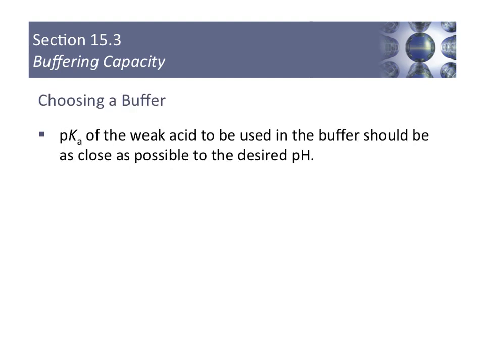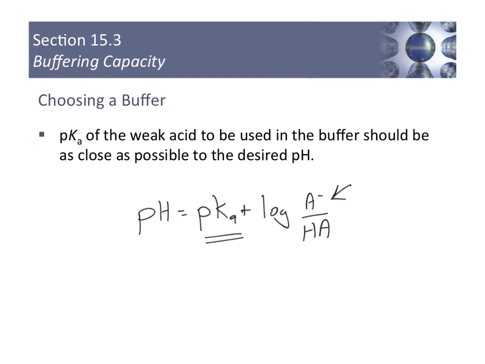If you need to prepare a buffer at a particular pH, you use the Henderson-Hasselbalch equation, and you find a buffer system where the pKa is close to the pH that you want. And if you can't find one that's exactly right, then you can adjust these ratios. So you can add more conjugate base, which will make the pH a little higher, or you can add more of the weak acid, which will make the pH a little lower.